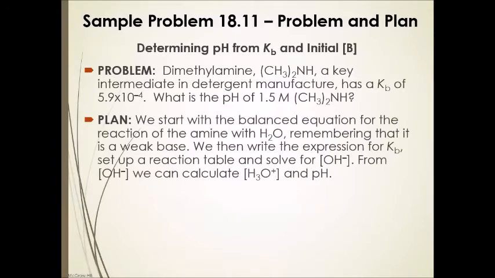Okay, plan. We start with the balanced equation for the reaction of the amine with H2O, remembering that it is a weak base. So for the reaction with H2O, we write the balanced equation. Then we write the expression for Kb. From the balanced equation, we can write the Kb expression. Then we set up a reaction table and solve for the hydroxide ion concentration. From the concentration of hydroxide ion, we can calculate the hydronium ion concentration and pH.